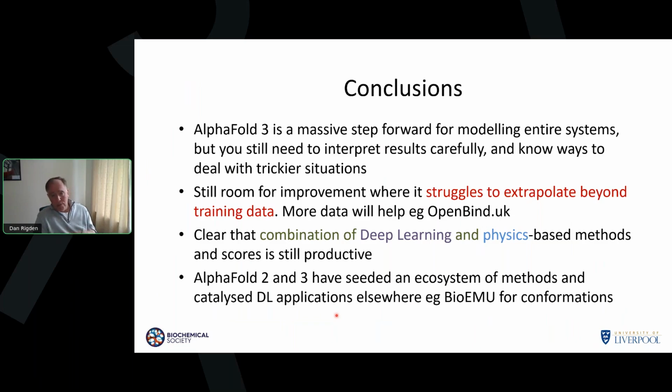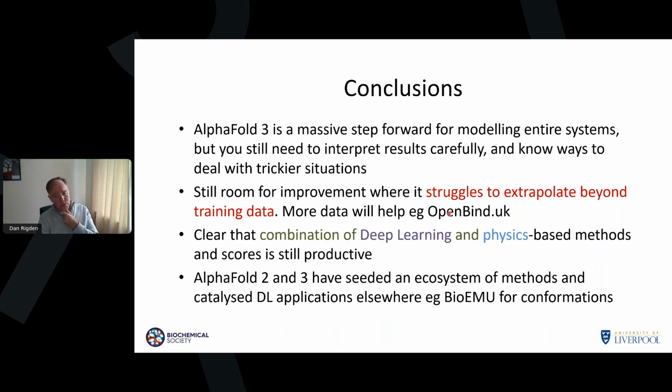So just some kind of obvious conclusions. AlphaFold 3 is fantastic, but you still need to interpret the results with some care. There will be some trickier situations. As you've seen many times, it will struggle, or at least perform less well, when you go beyond its training data. And people are well aware of this. So the openbind.uk initiative, for example, is about producing protein ligand complexes on a really large scale to help train the next generation of these deep learning methods.